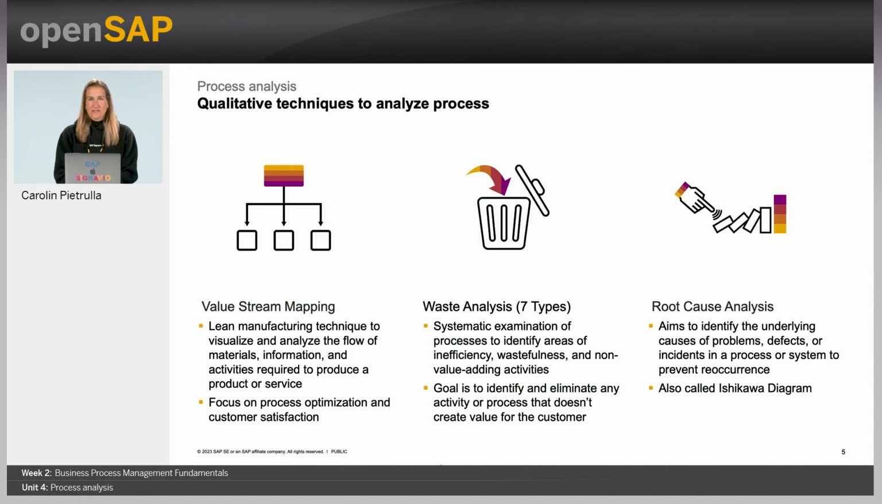The last one, a root cause analysis, is a systematic approach for identifying the underlying cause of a problem, defect, or incident in a process or system. So instead of just addressing the symptoms, the goal of RCA is to identify the fundamental cause of a problem to actually prevent it from happening again. In lean management, it is also called the Ishikawa diagram, but you may have also heard of the 5 whys or the fishbone diagrams. Those techniques are often used to identify possible causes of a problem or incident.